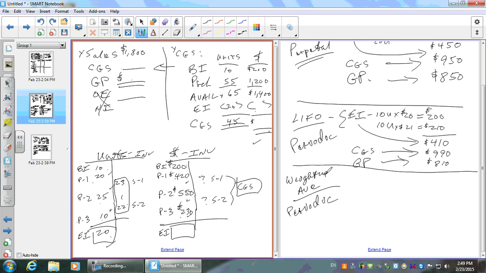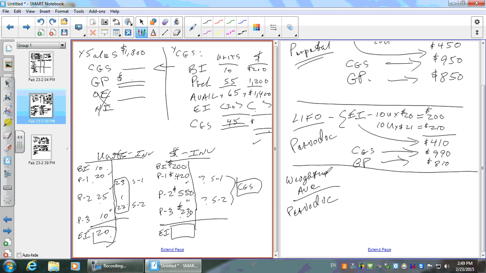1, 2, 3, 0. No, that's just the ones I bought. 1,400 available. I've got to have them all, right? So my beginning inventory was 10 units, right? That cost 200, and then I have 3 purchases that totaled 55 units, and that was $1,200. Everybody agree? And so what I have available to sell is 65 units that cost me $1,400. Everybody good?